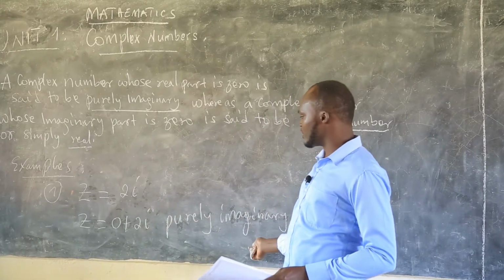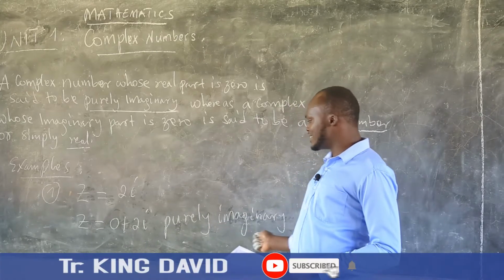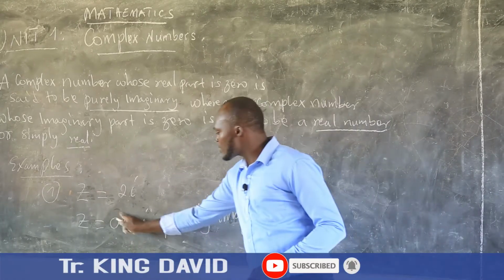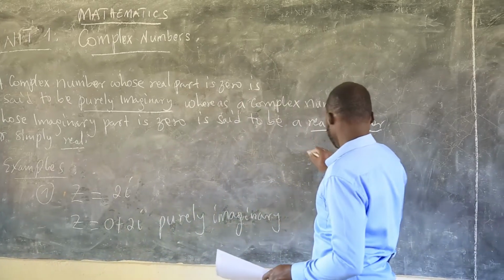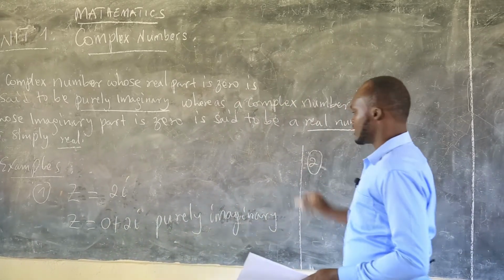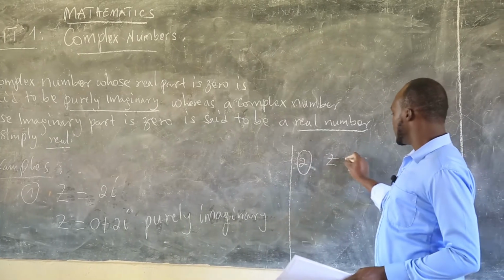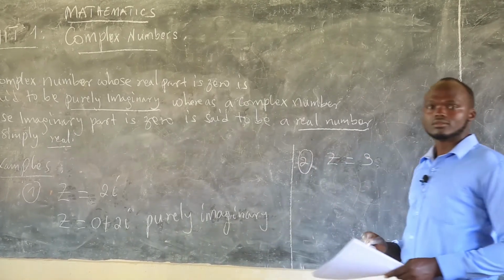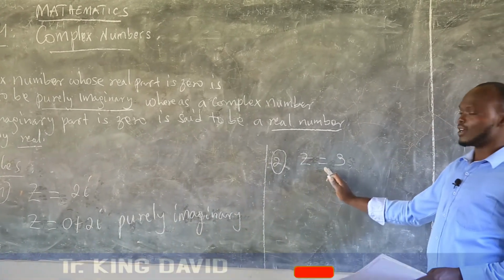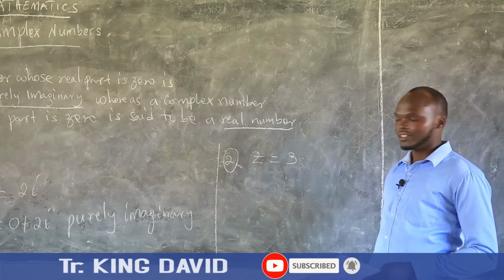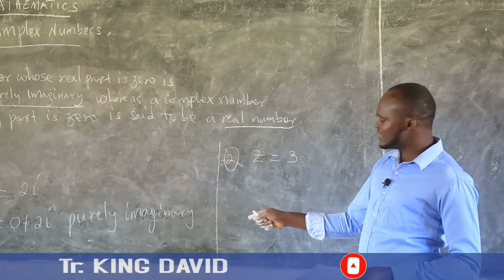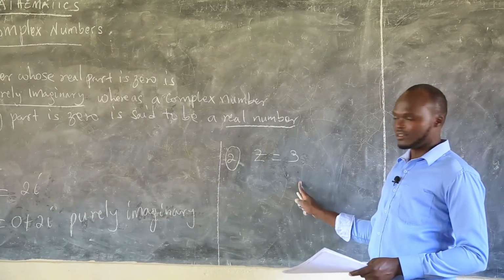I hope you're getting this one. It is pure imaginary because our real part is 0. So number 2, we have z equal to 3. So this is a complex number. Z equal to 3. Is it a pure imaginary or a real?